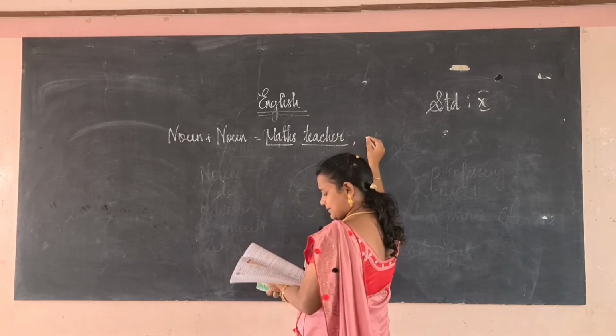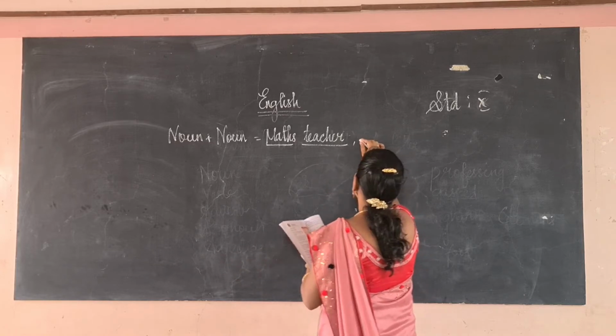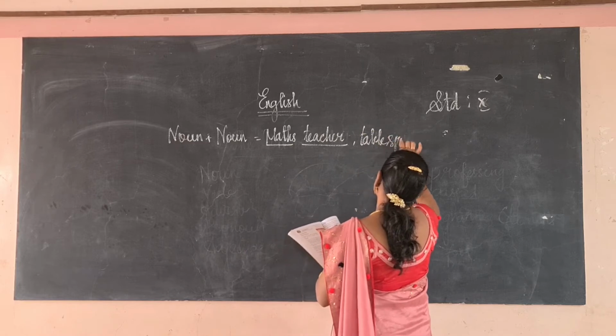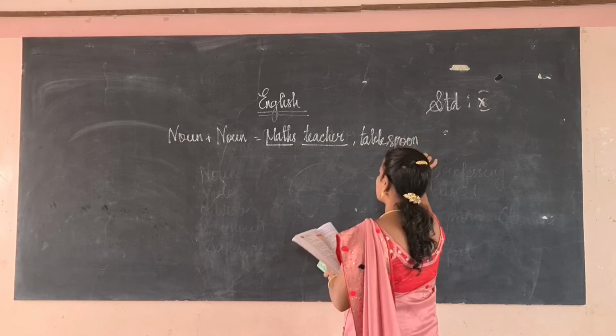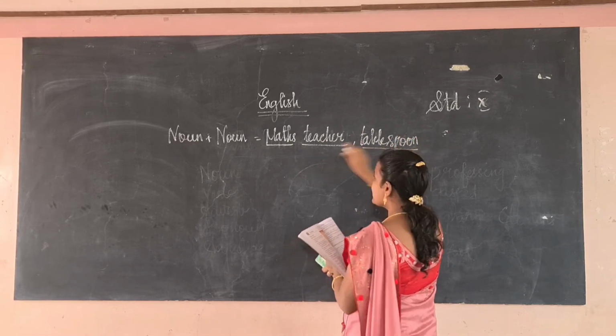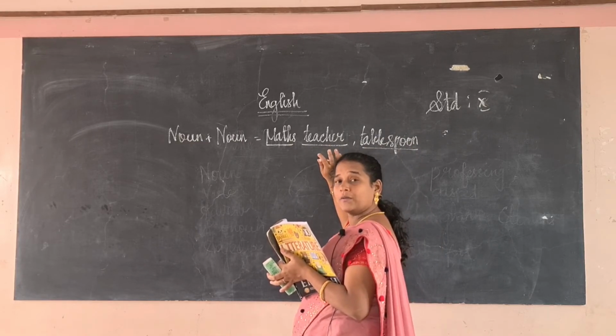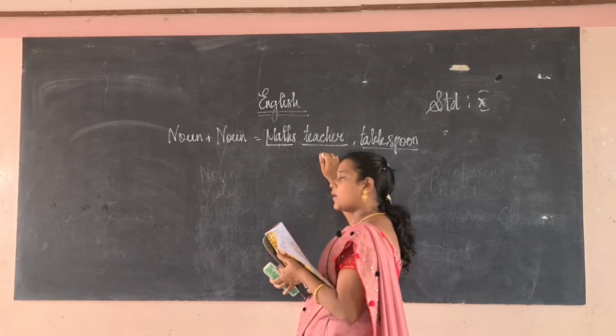One more. They ask us to find 2, no? Tablespoon. Table is a noun and spoon is also a noun. So these two different words give one meaningful unit, that is a compound word.